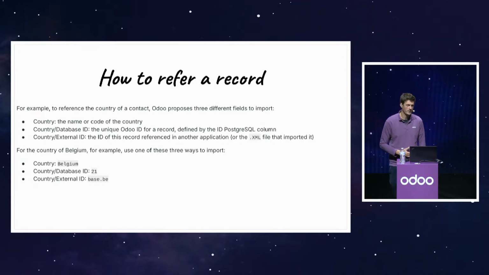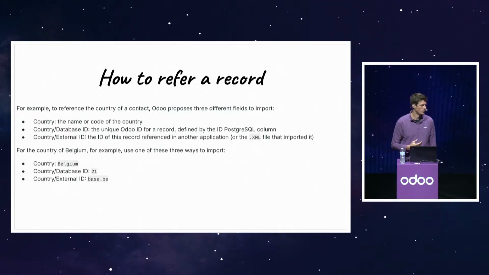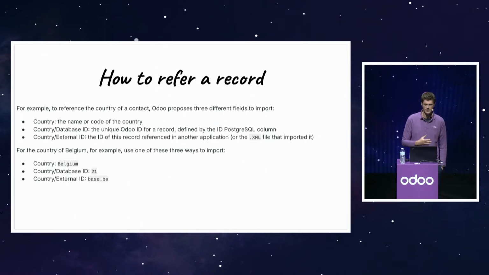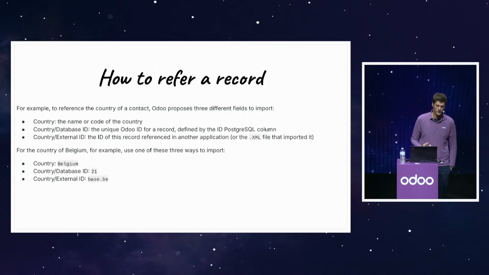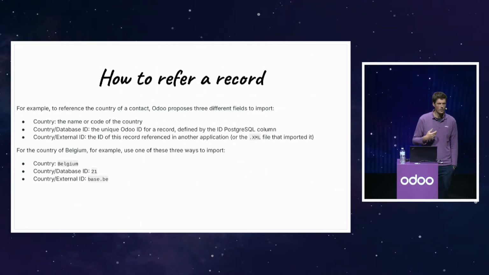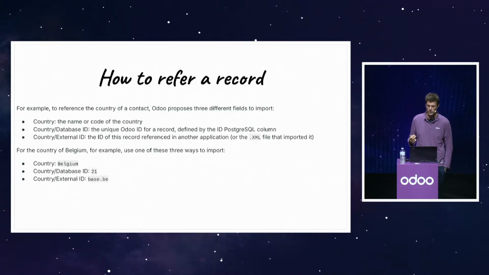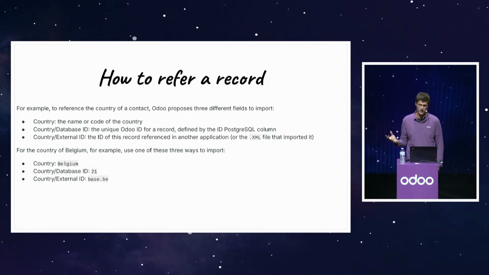So here, something really important. I showed you that you can have some relations between data. That's really important, but you also need to know how to refer to them. So in Odoo, you have three ways to refer to a record from one table in another.